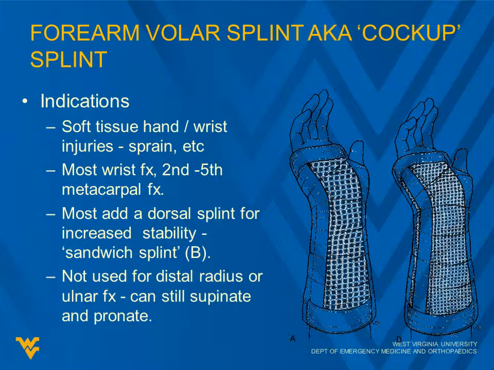Previously, it had been used sometimes for carpal tunnel syndrome, but some recent studies have shown that actually a neutral splint is better than a cock-up splint, so you can obviously use the same splinting material, just instead of adding some dorsiflexion to the wrist, you can go ahead and keep that wrist in neutral.